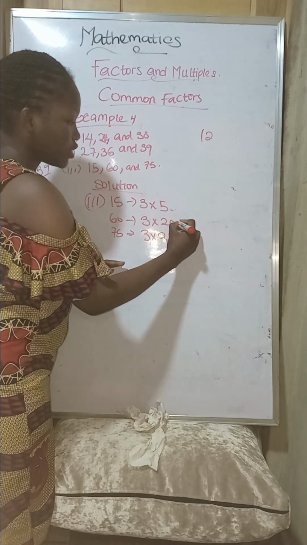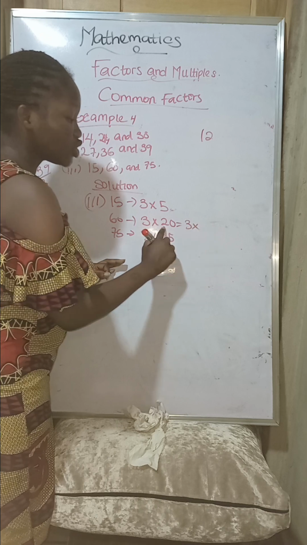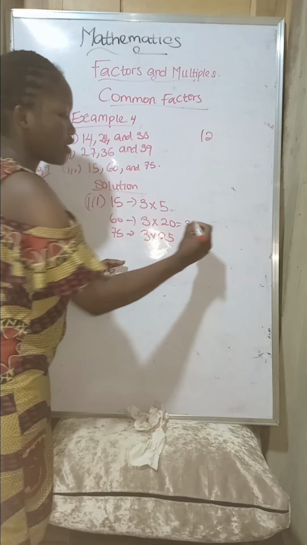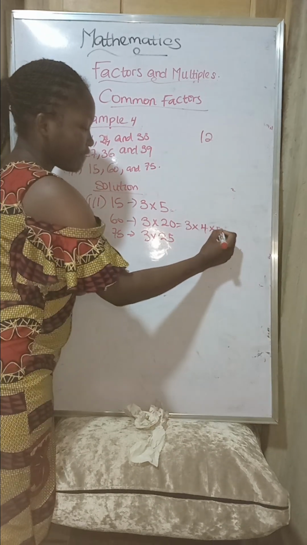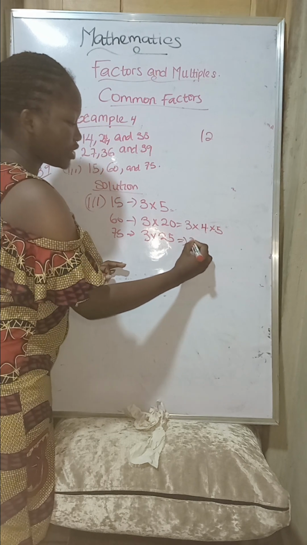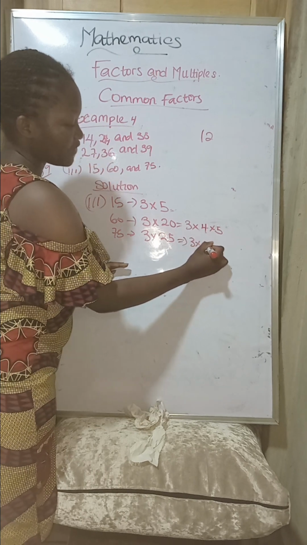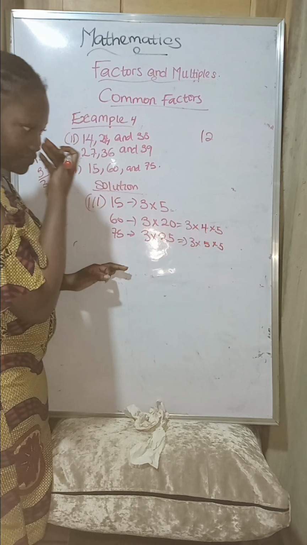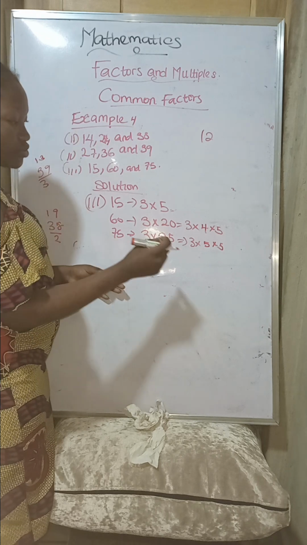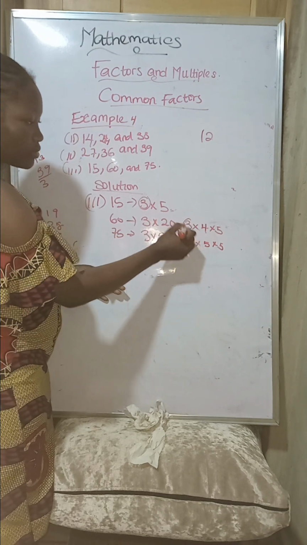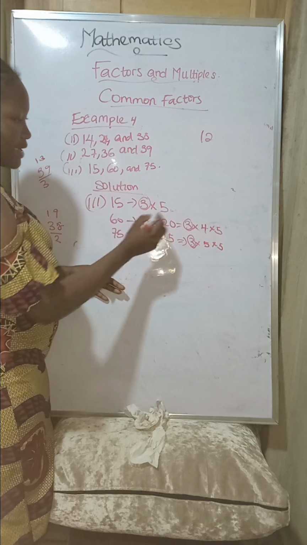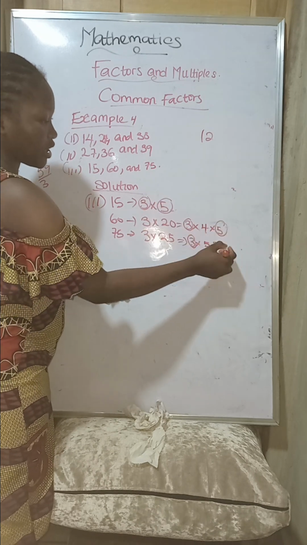This one will stop here. So 3 times, you know 20 is what? 4 times 5. Here, 3 times. And you know 25 is what? 5 times 5. So you see that we have now what's common? 3 is common here, 3 is common here. Again, 5 is common here, 5 is common here, and 5 is common here.